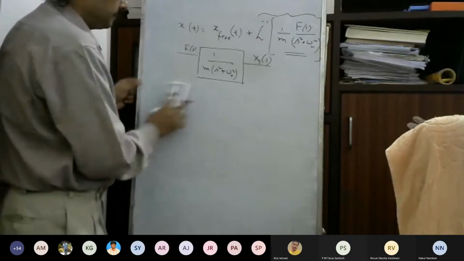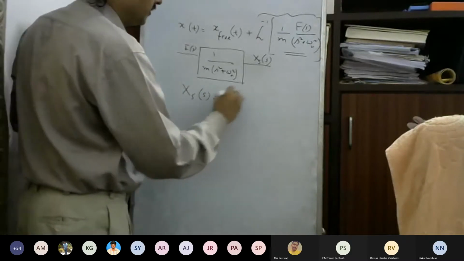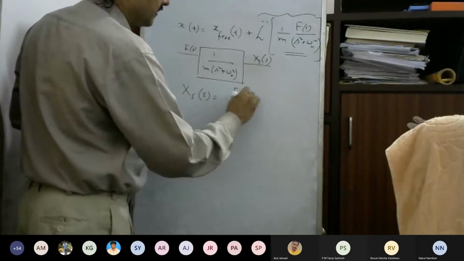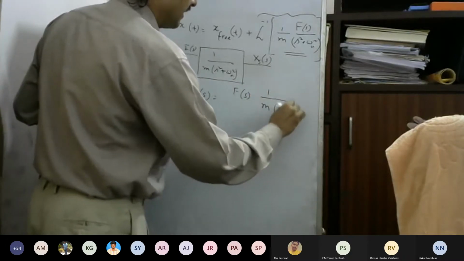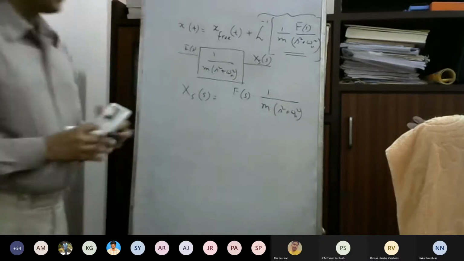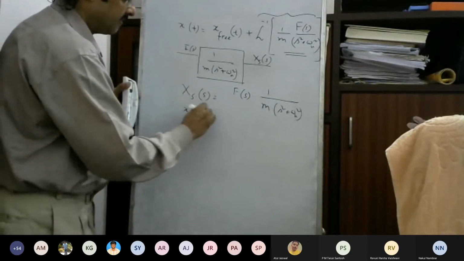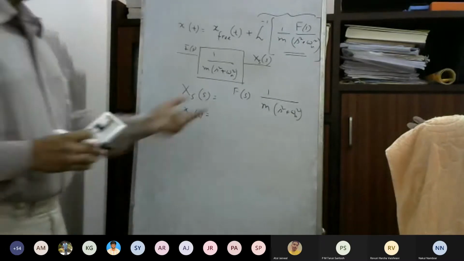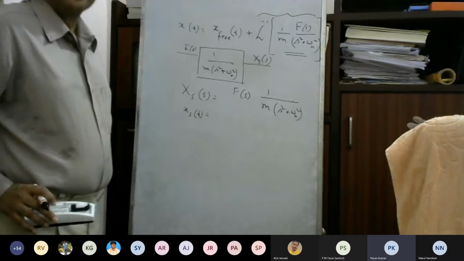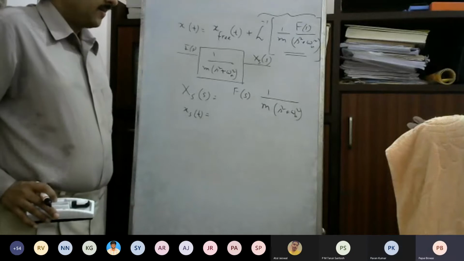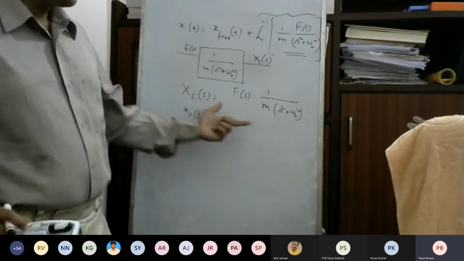xs is equal to f times 1 by m square plus omega n square. So what will be xst? Inverse Laplace transform of this. What is the inverse Laplace transform of this function?